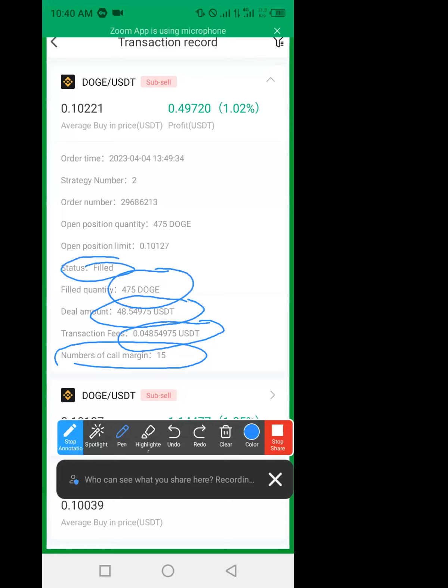And then the strategy number, it was number 2. It has the order time, and then it has the order number, and then everything is always there. And then it will also show you the average price, so it sold it at 0.10229. Okay, we can continue.